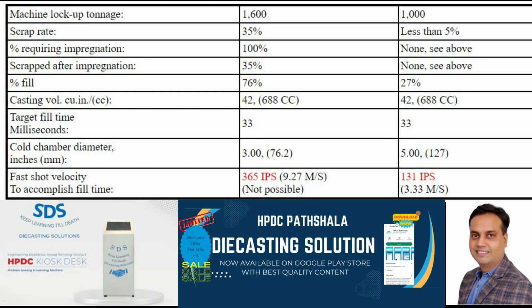Firstly, the scrap rate was drastically reduced from 35% to less than 5%. This reduction not only saved cost but also improved overall productivity. Additionally, by optimizing the process and improving the fill percentage, the need of integration was completely eliminated. They saved valuable time, resources, and additional expenses.